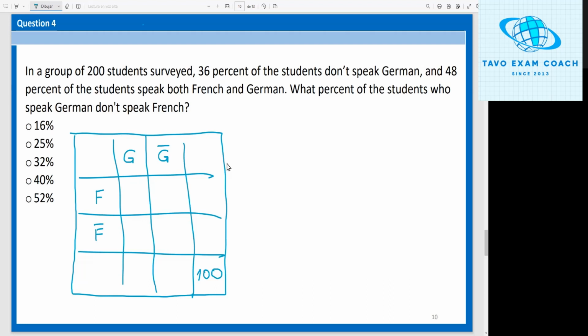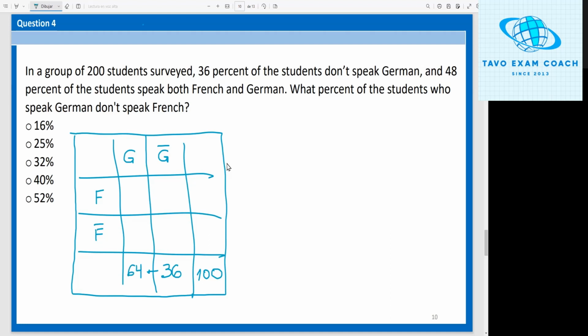Let's begin translating the numeric information to the table. 36% of the students don't speak German, so that accounts for the total of people on this column. If 36% of the people don't speak German, it follows that the rest, 64%, actually do speak the language.